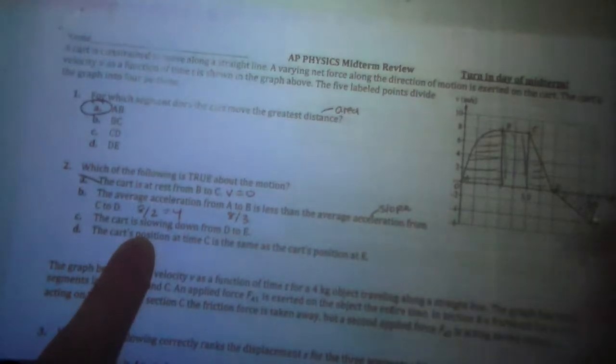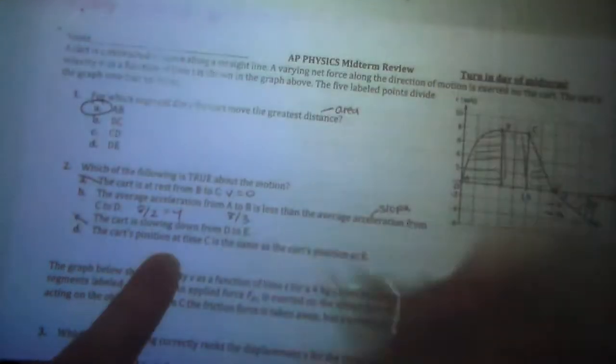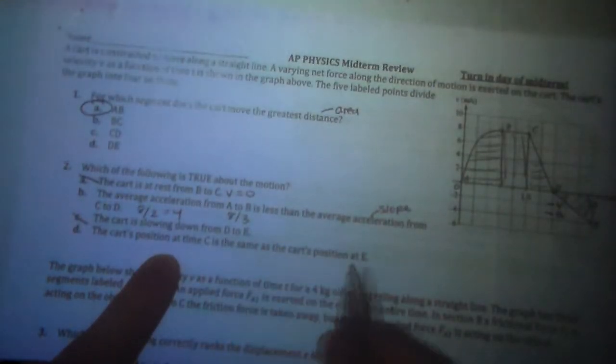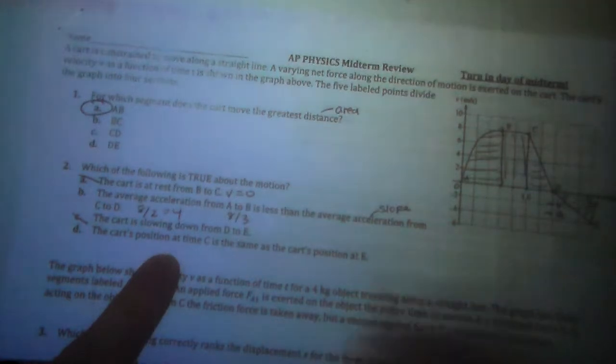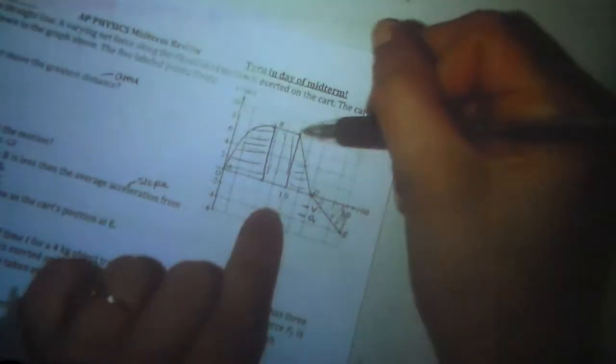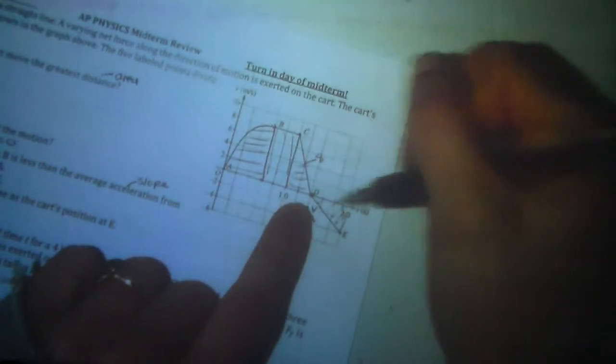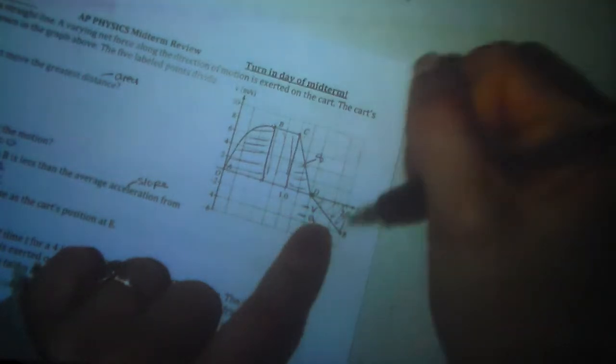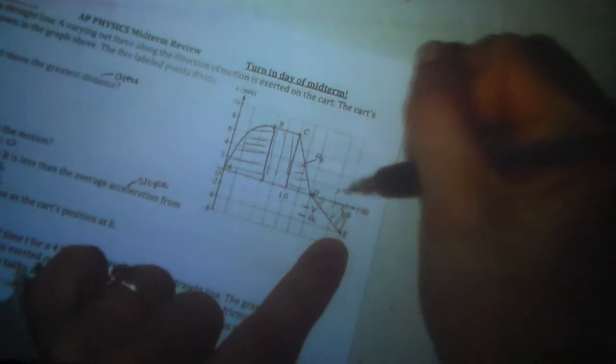Slowing down from D to E is getting faster, right? That's negative velocity and negative acceleration, getting faster, so not true. Position at C is the same as position at E. Let's look. That would be true if these areas canceled out. So this is 8 times 2 over 2, so that's 8. And this is 1, 2, 3, 2 over 2. So that's -6. Positive 8 and -6 do not cancel out, so that is not true. So yes, B, I definitely meant that to say magnitude.